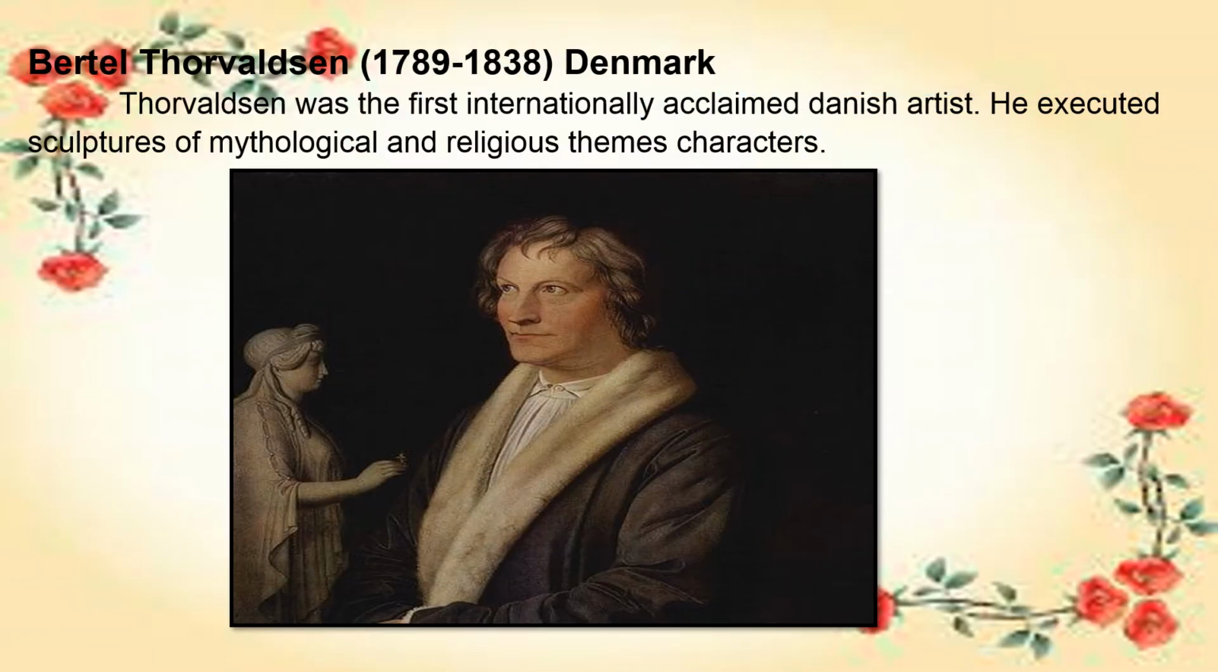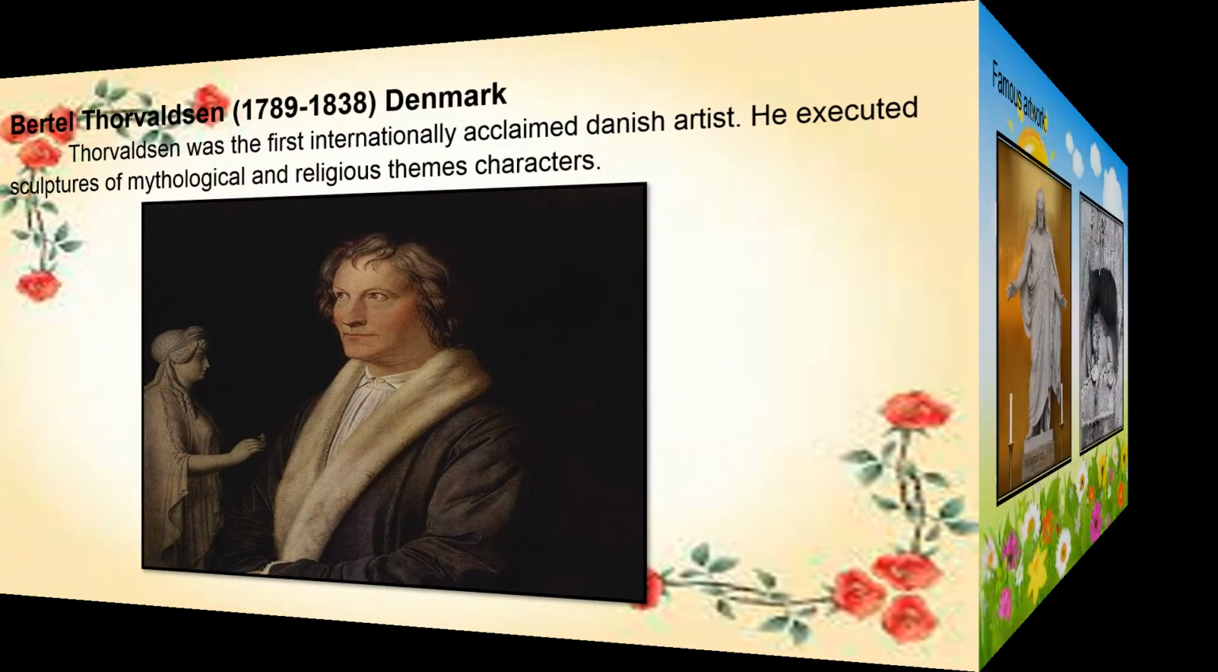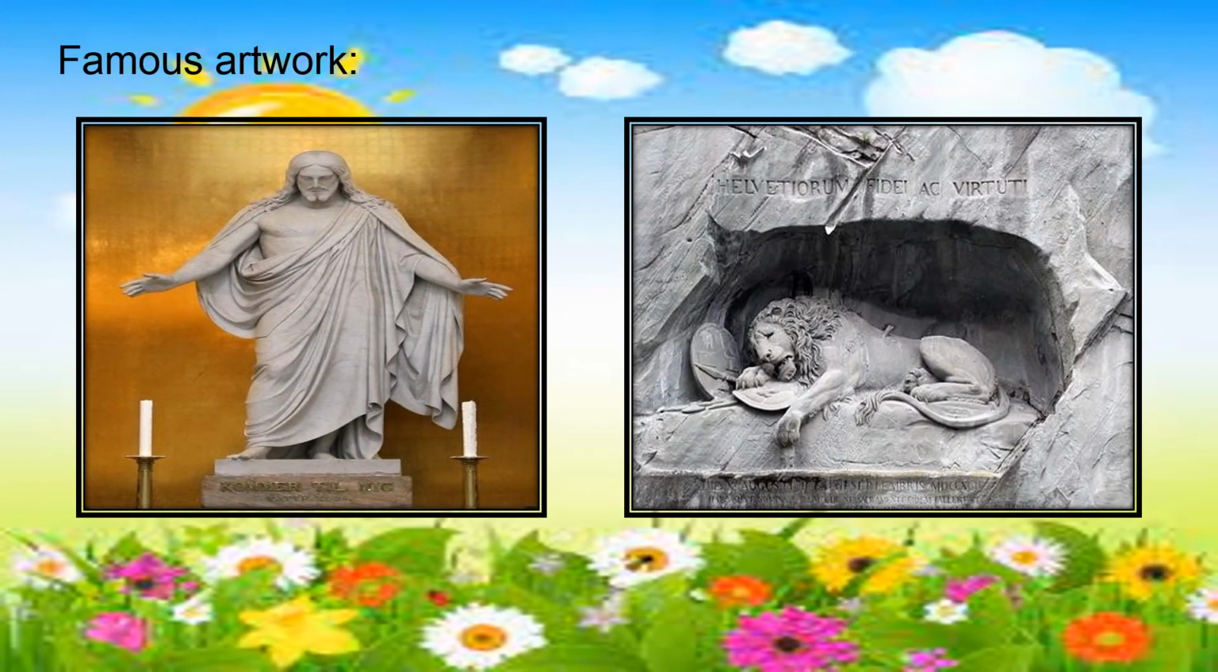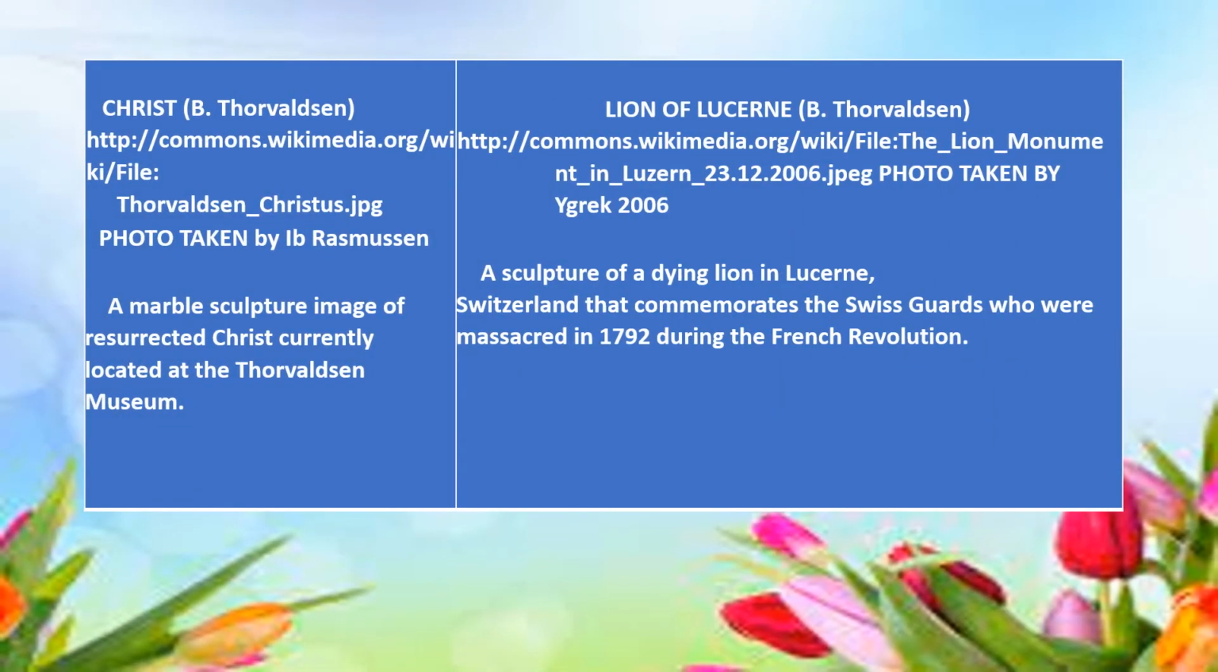Next is Bertel Thorvaldsen, 1789-1838, Denmark. Thorvaldsen was the first internationally acclaimed Danish artist. He executed sculptures of mythological and religious themes and characters. His famous artwork is this: Christ by Thorvaldsen, a marble sculpture image of the resurrected Christ, currently located at the Thorvaldsen Museum.